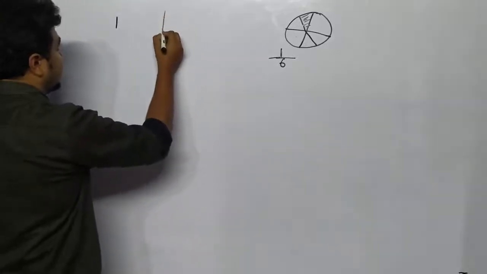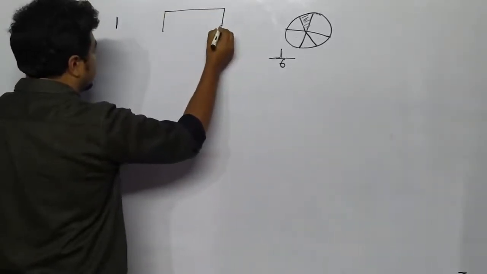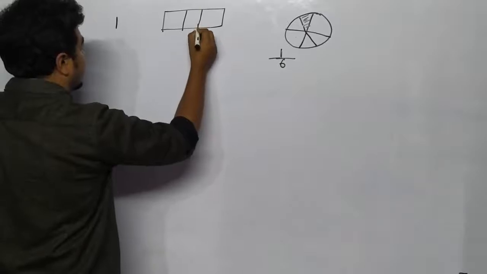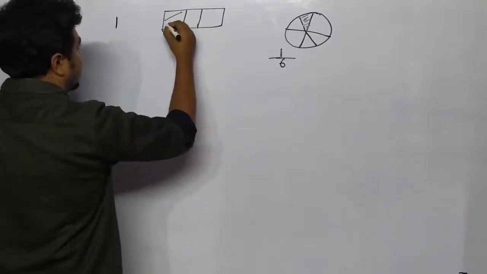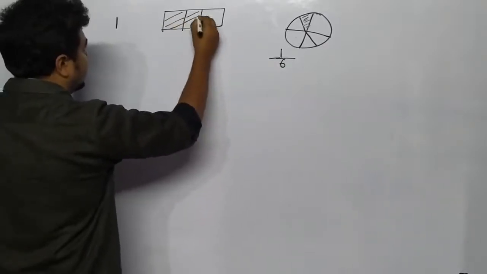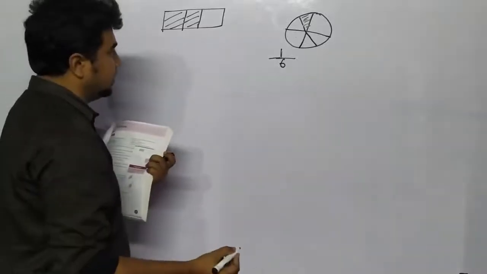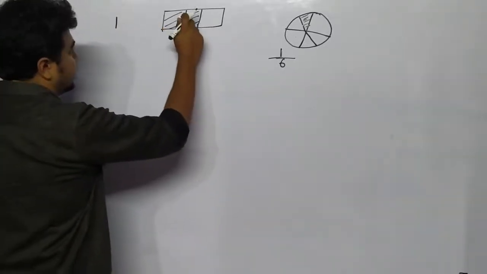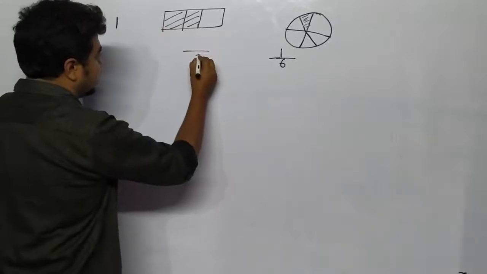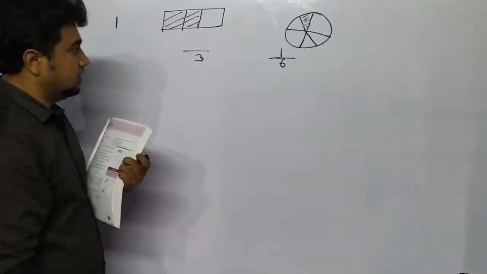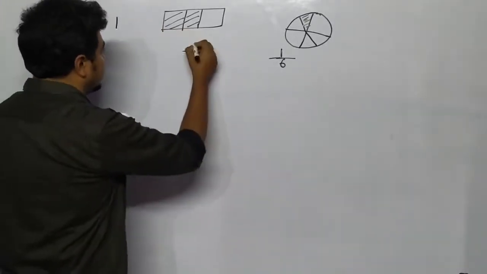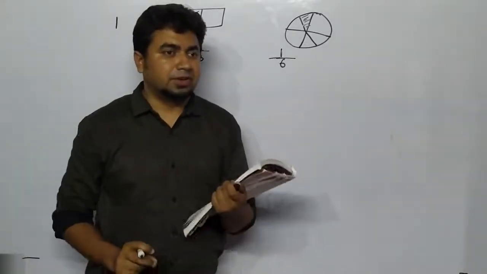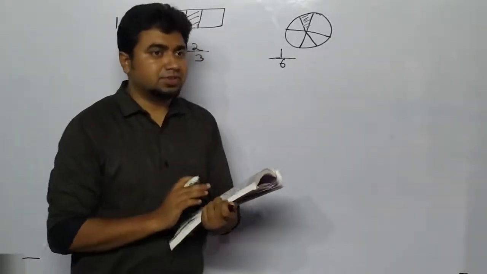Or if I can give another example, you can see from here. I am taking this box, and in this two parts I am shading. So from here you can get how many parts are there? Total 1, 2, 3. Whole means how many parts? 3 parts. Out of which how many parts are shaded? Means 2 by 3. This is the fraction of the shaded part.